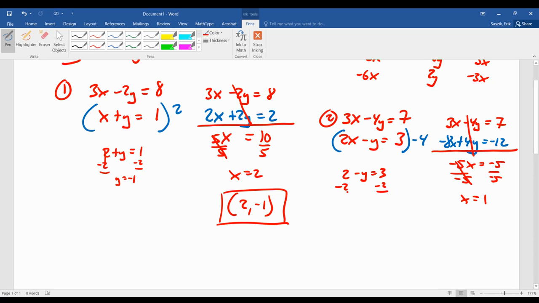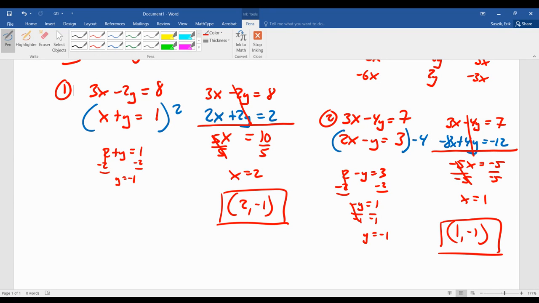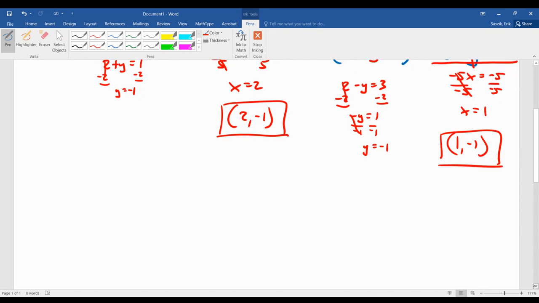Move the 2 over. Negative y equals 1, but don't forget to divide by negative. So we get 1. And again, if you wanted to check it, you could plug that point into both of the original equations, and it'll work in both. That's where those lines would cross.